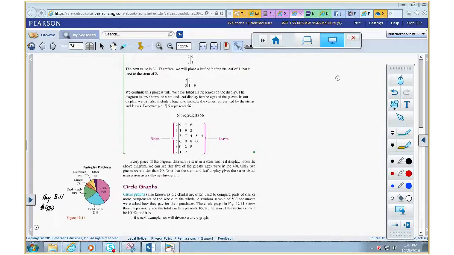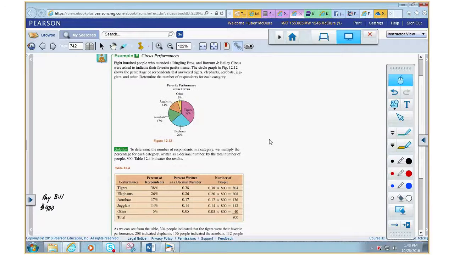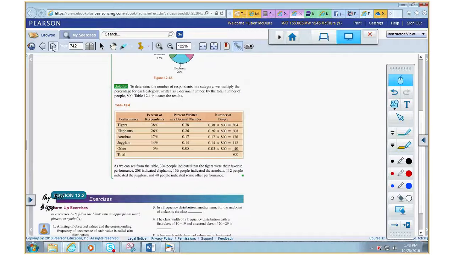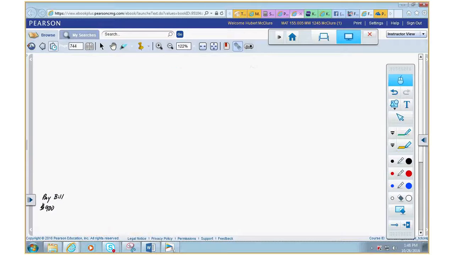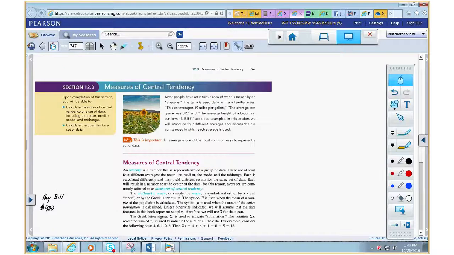Now, like I said, right now, when you do the 12.1 and 12.2 homework, you're only talking about reading type questions. You're not talking about a lot of math. So just be prepared. It's 12.1 and 12.2, not a lot of math. A lot of reading. There's another pie chart right there, example 9. That's 12.2. I think 12.3 is when we actually get into the math.